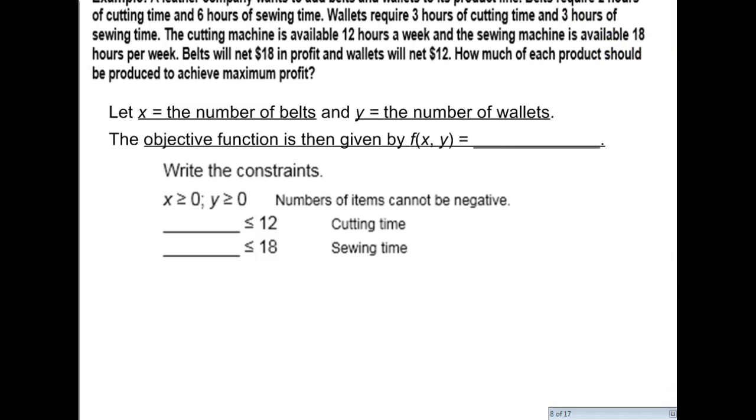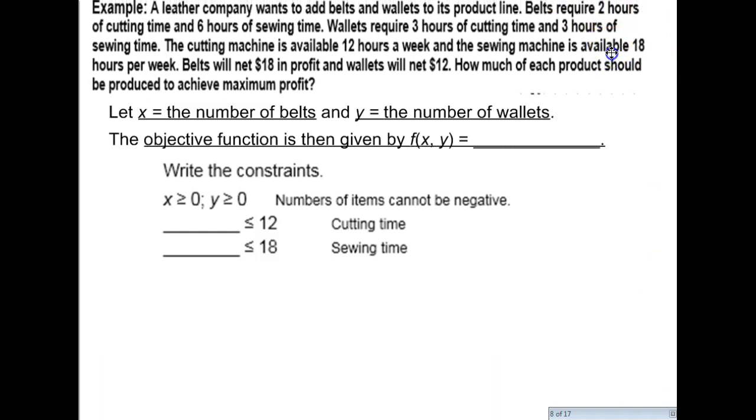It says belts require 2 hours of cutting time and 6 hours of sewing time. Wallets require 3 hours of cutting time and 3 hours of sewing time. And then there's some restraints here. The cutting machine is only available for 12 hours a week, and the sewing machine is only available for 18 hours a week. And then they give you some clues about profit and how much you're going to make off each product.